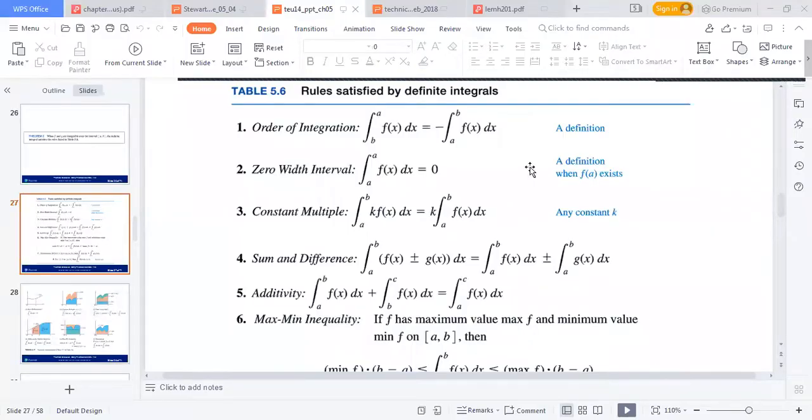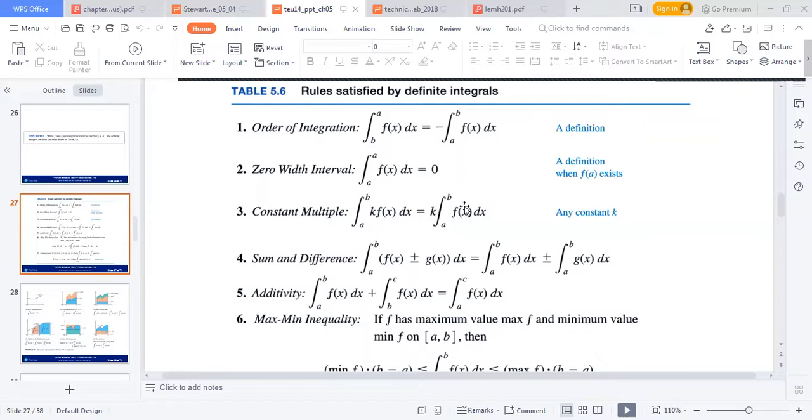Now, some rules of definite integral, you must know. About the order of integration: suppose the upper limit is a and the lower limit is b, if we change the order, then it will just get a negative sign. Now zero width interval, a to a, integration what will be? 0. Remember it. Upper limit and lower limit are the same.